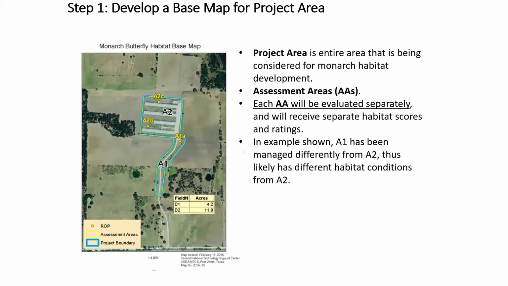First step of running the WHEG is to develop a map of your project and to develop your assessment areas. Each different assessment area, they're different because they differ in their land use or something like that. You're going to run a separate WHEG for each one.